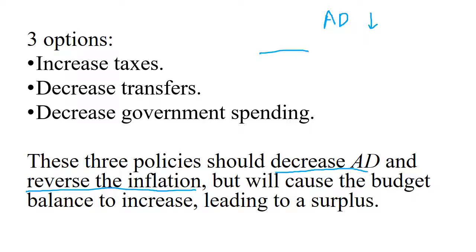Are any of these things popular politically? If you increase taxes, you're making somebody mad. If you decrease transfers, whose benefits are you going to cut? Are you going to cut Medicare and Medicaid for elderly and low-income individuals? Are you going to cut unemployment benefits and food stamps? Are you going to cut veterans benefits? How about Social Security? There's not really anything that you can cut without making some group upset.